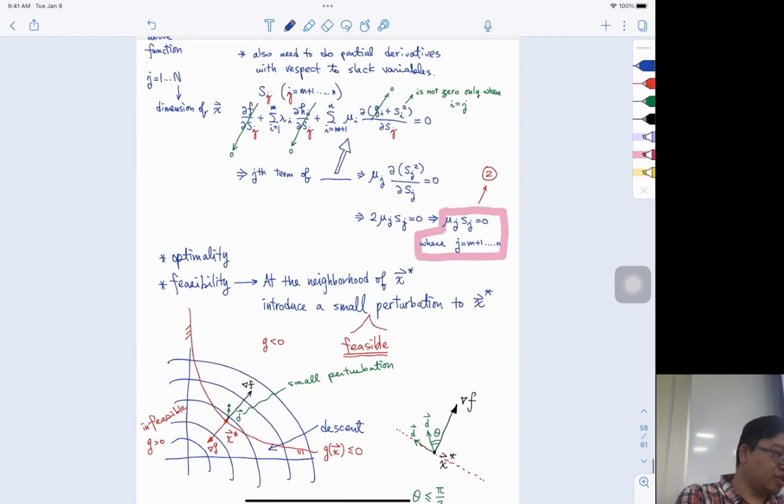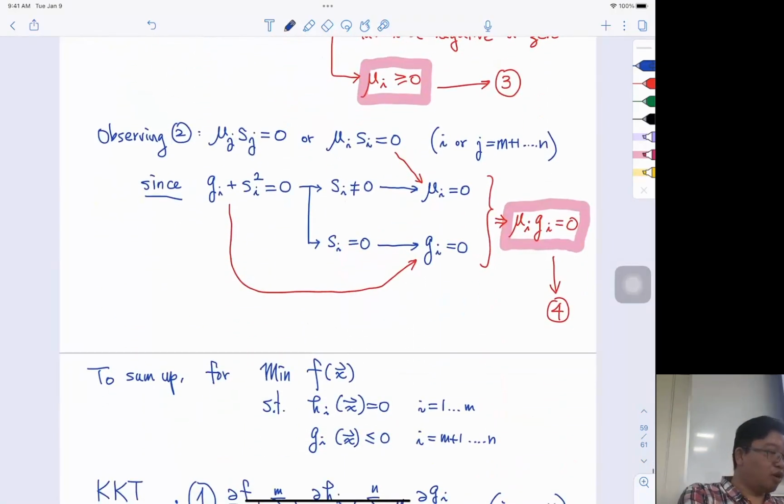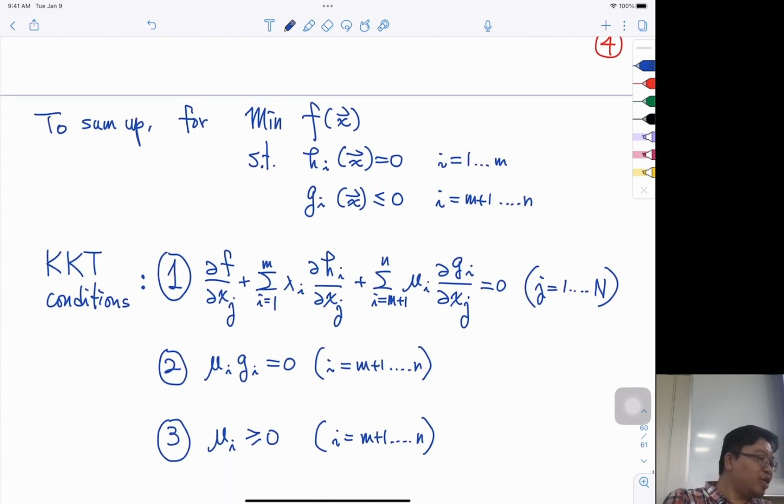Where is the second one? Second one goes mu j s j equals to 0. And over here, when we observe the second one, we convert that to the fourth condition, because we don't want to deal with slack variables. That's why we convert mu j s j equals to 0 into a new condition, which is mu I gi equals to 0. And that's why at the end we can only have all these without actually introducing slack variables.